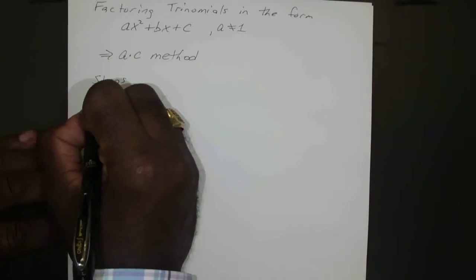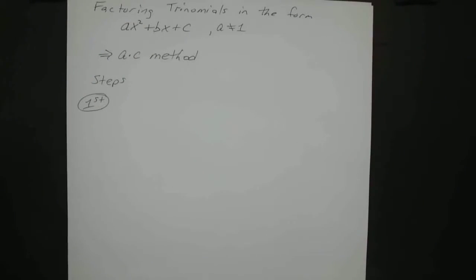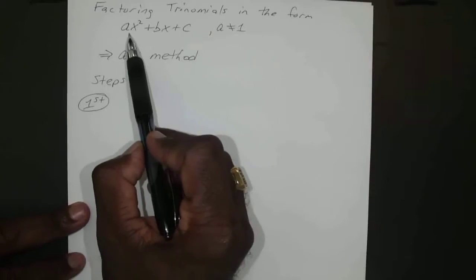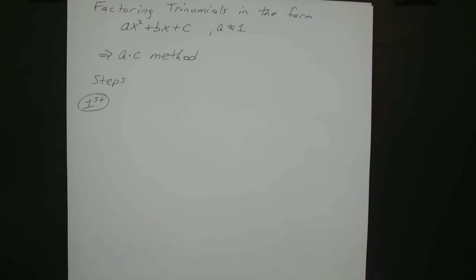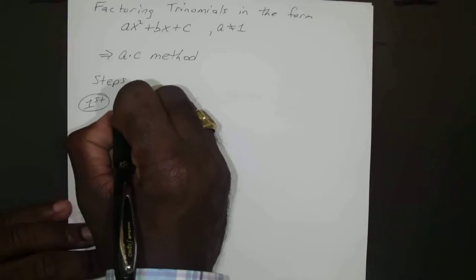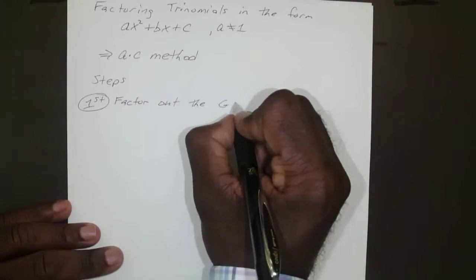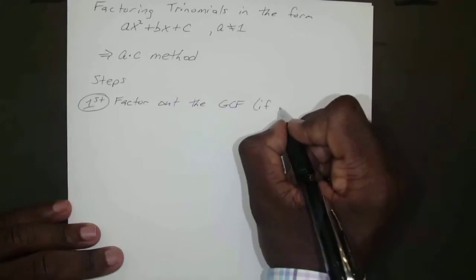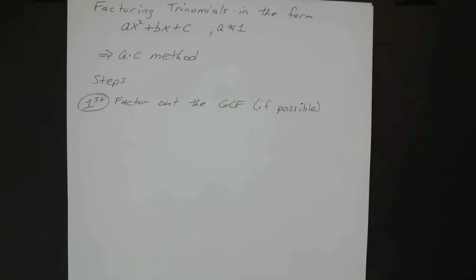Okay, so your first step is you want to factor out a greatest common factor if possible, because you want this a and the c to be as small as you can. So if you had a 25 here and a 50 there, if you had to multiply 25 and 50 and then find two numbers, it's really hard to work with that. But if you can factor out a 25 or 5, it will make it a little bit easier. So first thing you want to do, factor out the greatest common factor. That's only if it's possible. Most of the time it's not, or you don't have to worry about it.